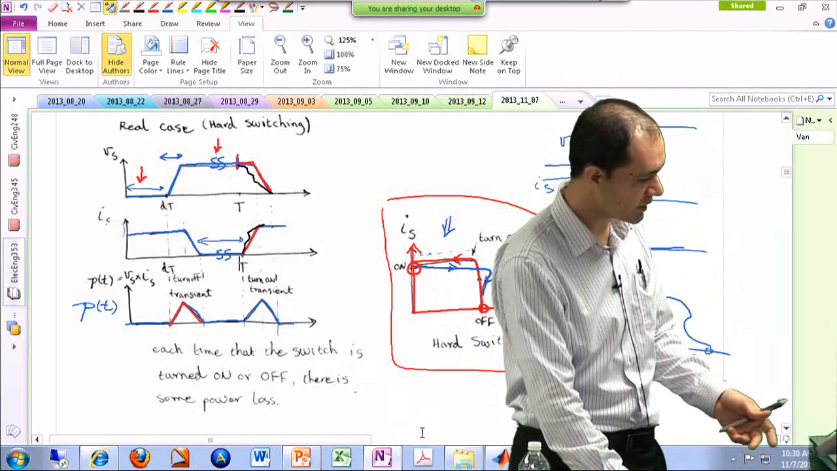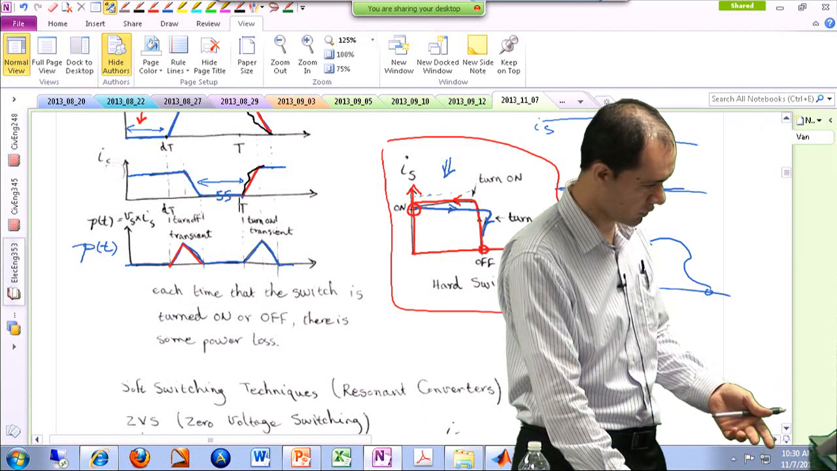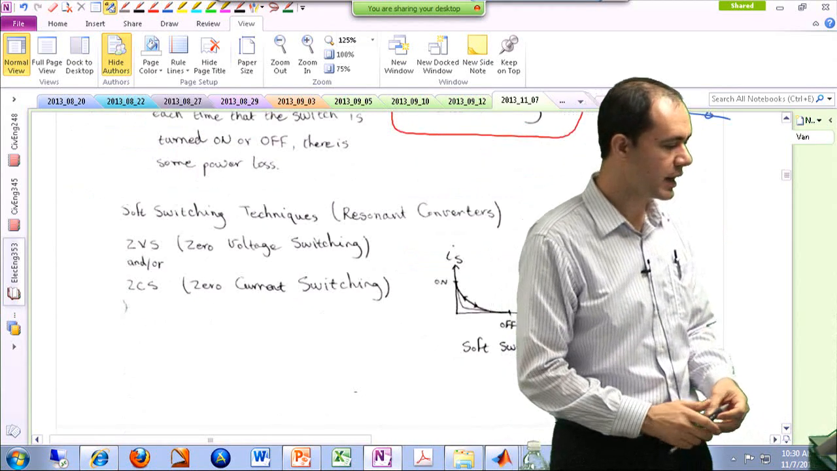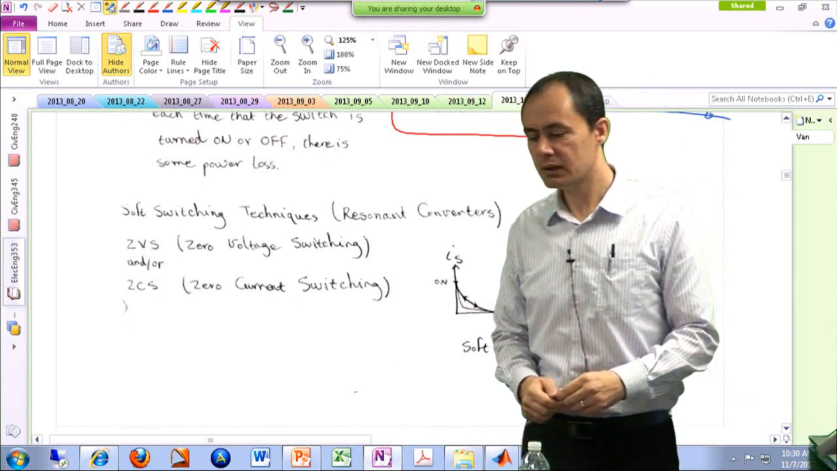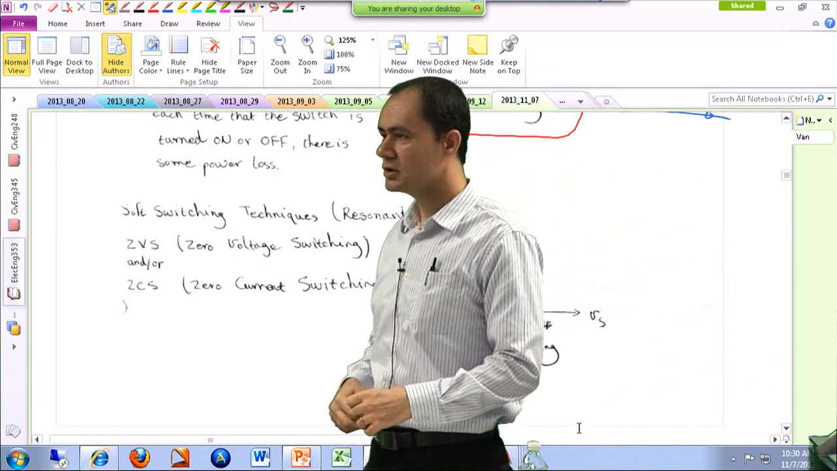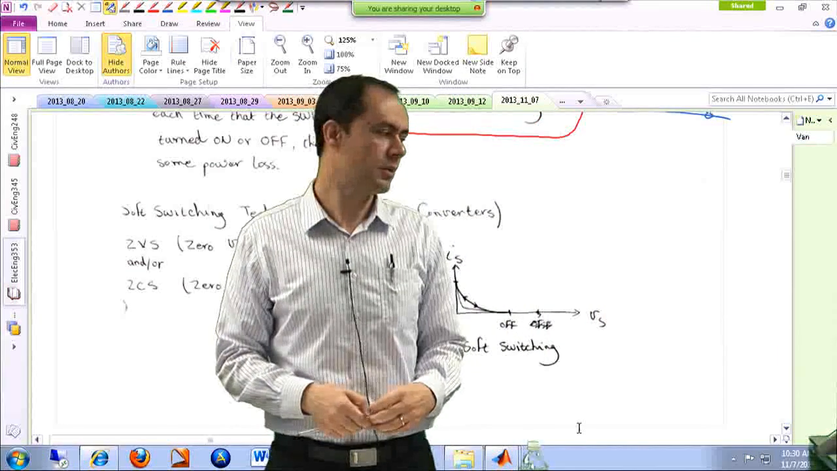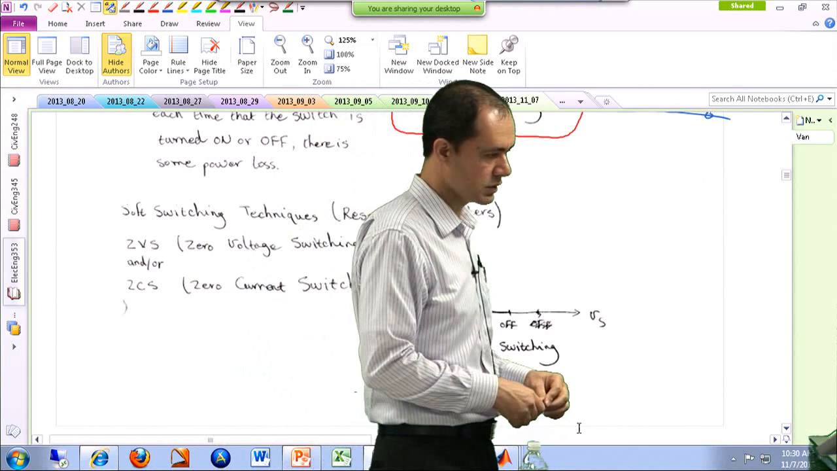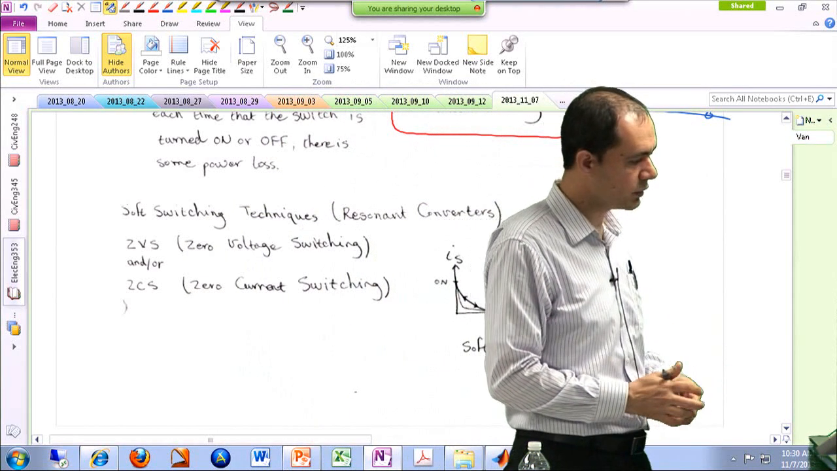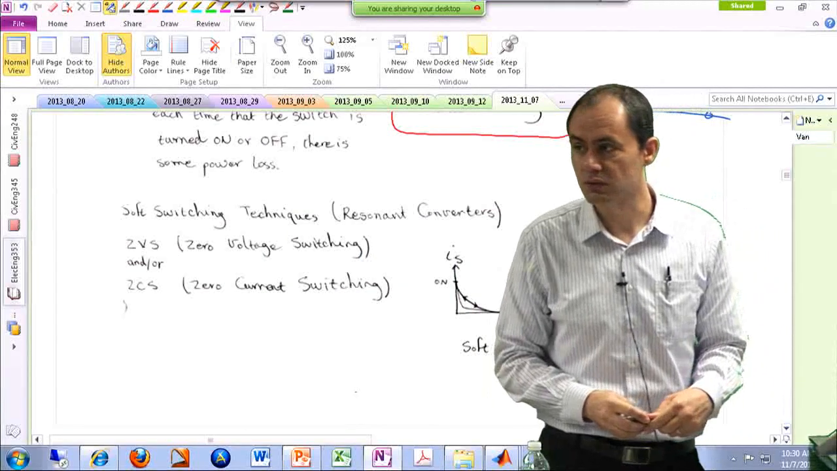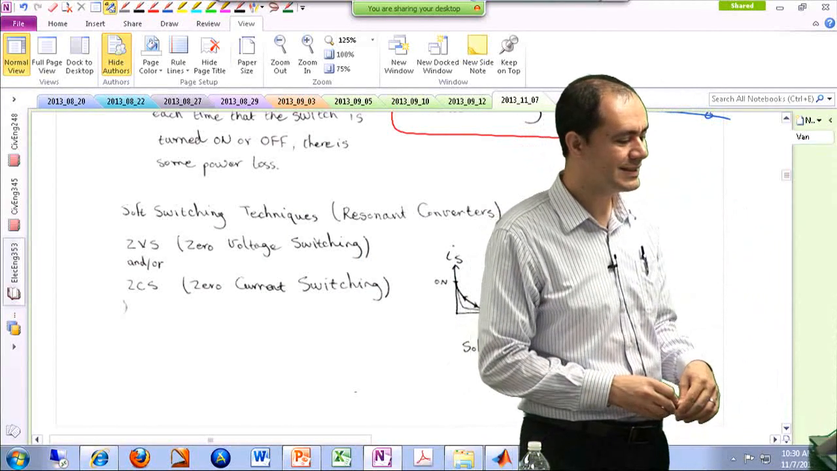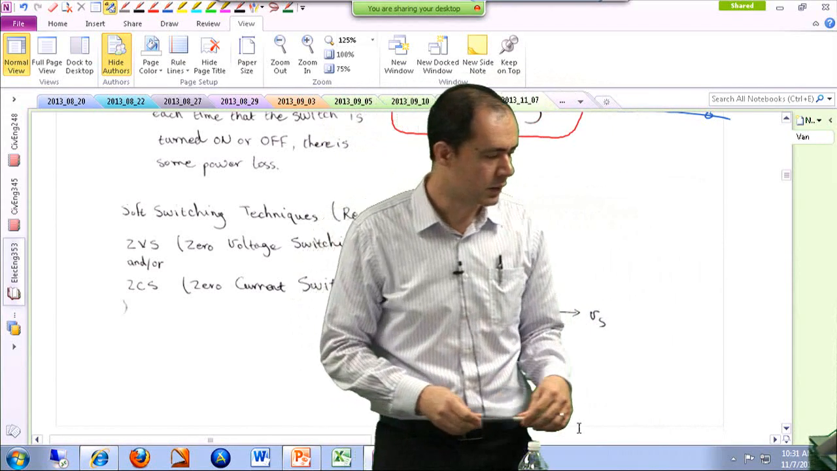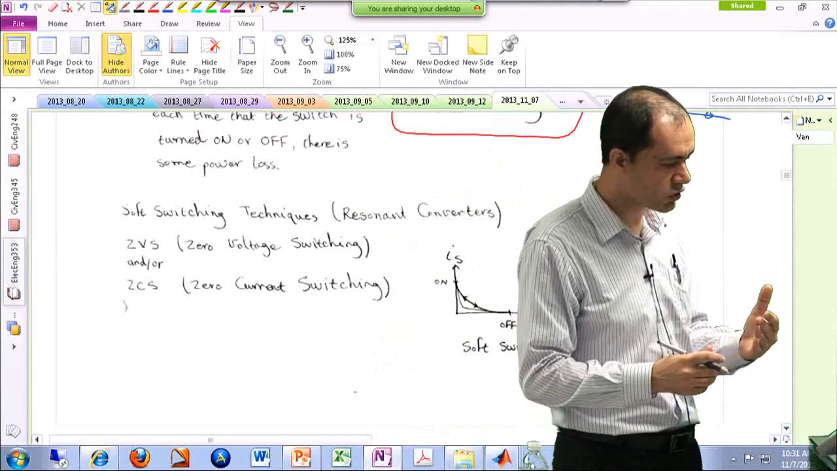All right. So if this is the case, are there ways of reducing these switching losses? And the answer is yes. And how you do that is by manipulating the system in a way that you turn the switch on and off during the time that either its voltage is 0 or its current is 0. So there are two main categories here. It's called ZVS, or zero voltage switching, or ZCS, zero current switching. Okay? So ZVS, ZCS, they are both considered soft switching.